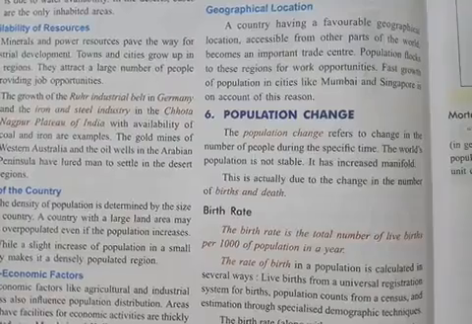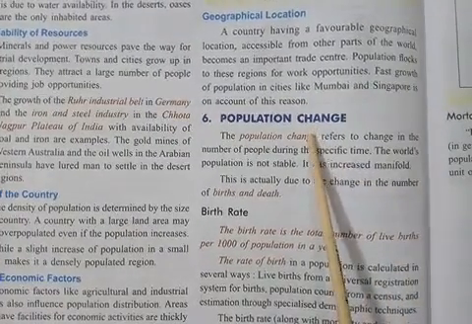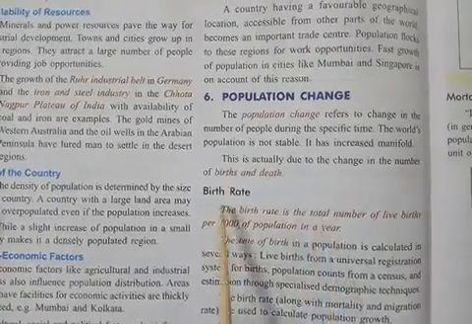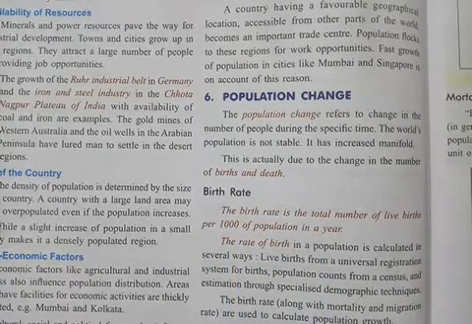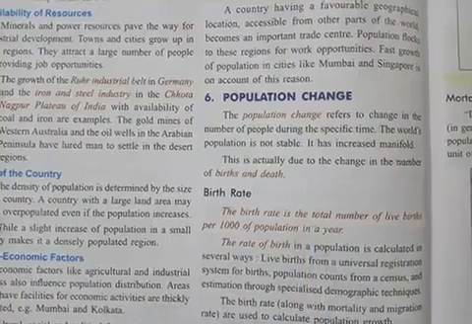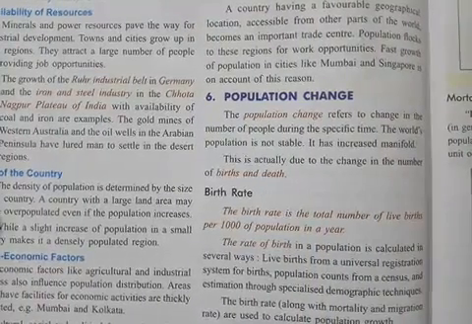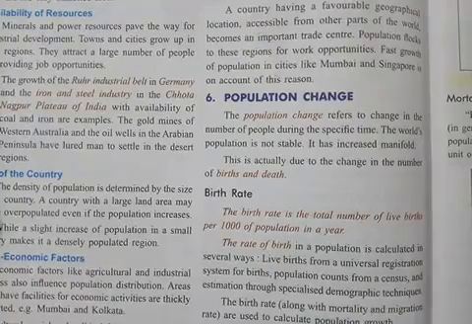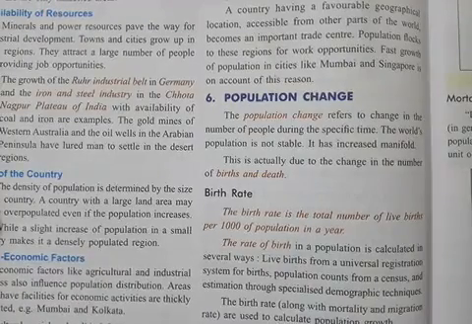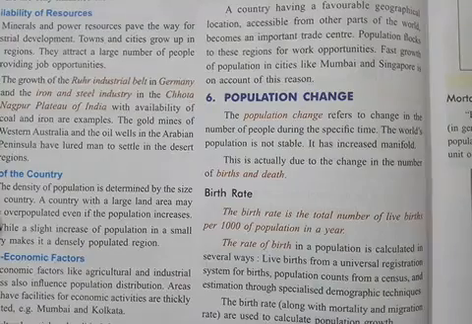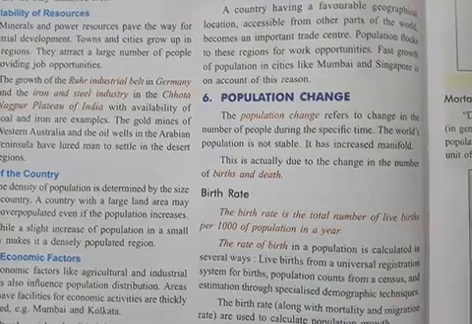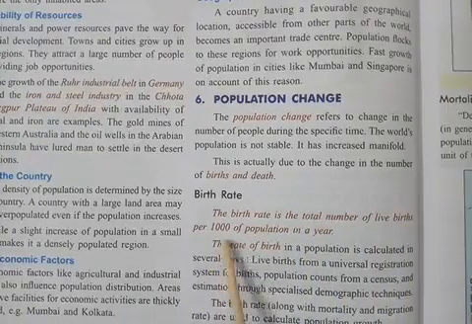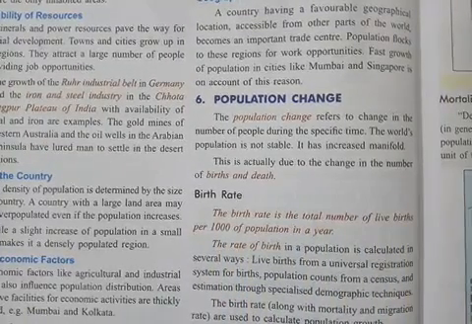Now, population change depends upon two important factors, and the first one, as you can see, is the birth rate. And what is the birth rate? I will explain. The birth rate is the total number of births that take place per 1000 people, or 1000 population, every year. As you can see here, the birth rate is the total number of live births per 1000 of population in a year.